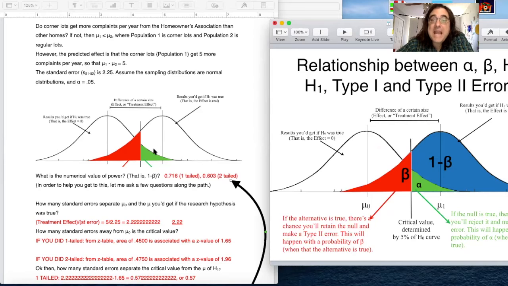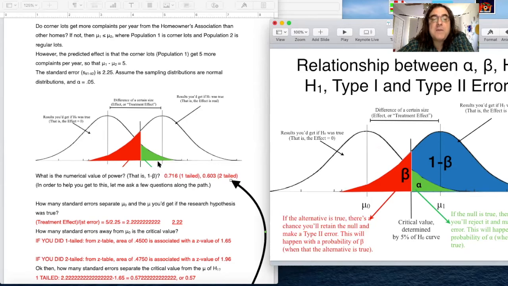The way to find an area off of a z-table is to get the number of standard deviations that separate the border of that area from the middle. So that's a chunk that is perfectly reasonable to look up in the z-table. But we don't know how many standard errors this is, that is to say how many standard deviations, so we've got to figure that out.